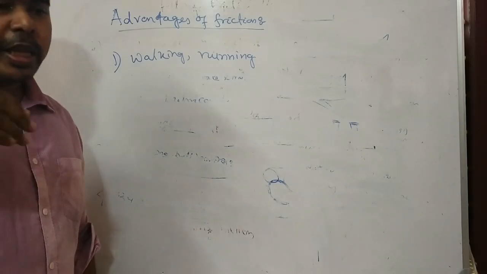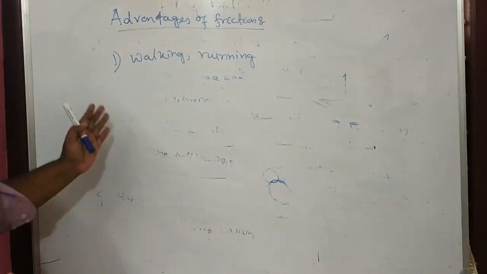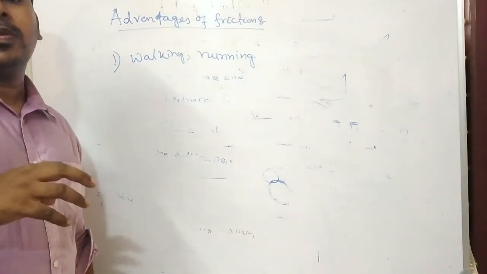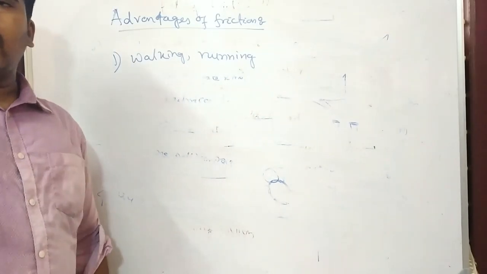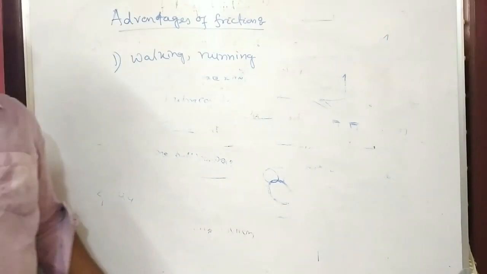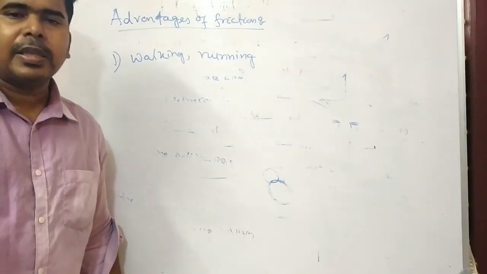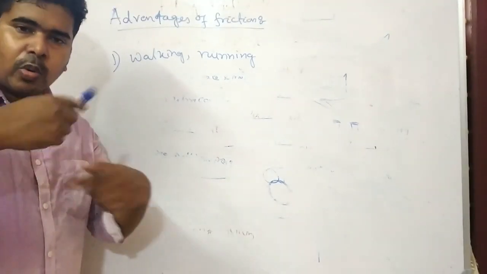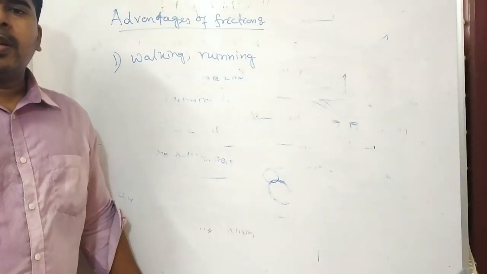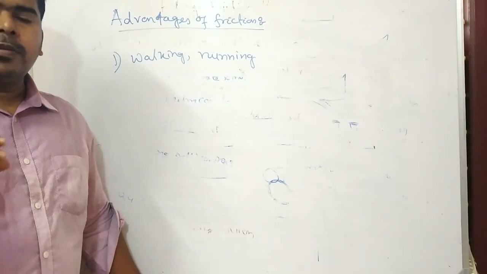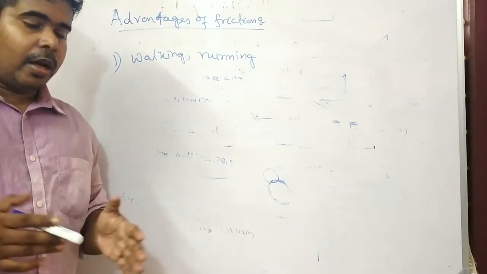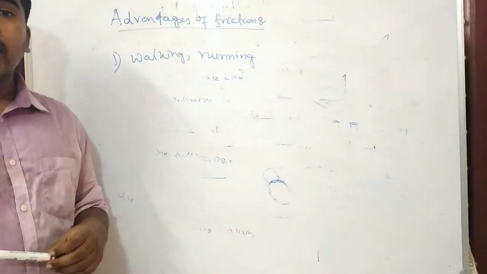If there is no friction, we cannot walk or run. We cannot rotate something over a surface. Whenever we look around ourselves, the cars, the bikes, the buses move by rolling their wheels over a surface. They cannot roll if there is no friction. They can slip, and there may be some accident.